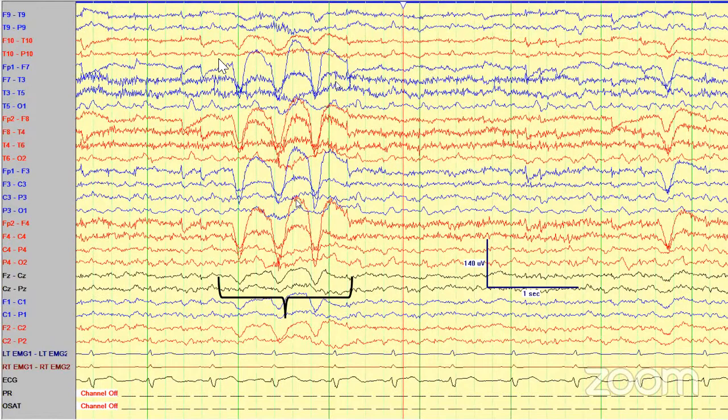These are frontally placed negative deflections. They look like eye blinks occurring at repeated intervals without much of a gap in between. So this is basically eyelid flutter, and it should not be confused with something epileptiform.